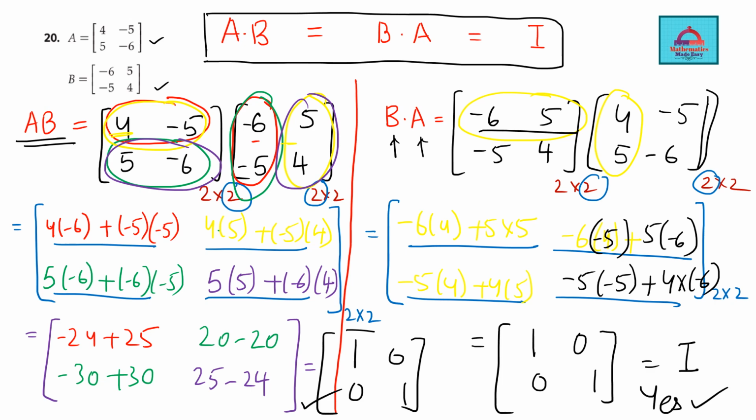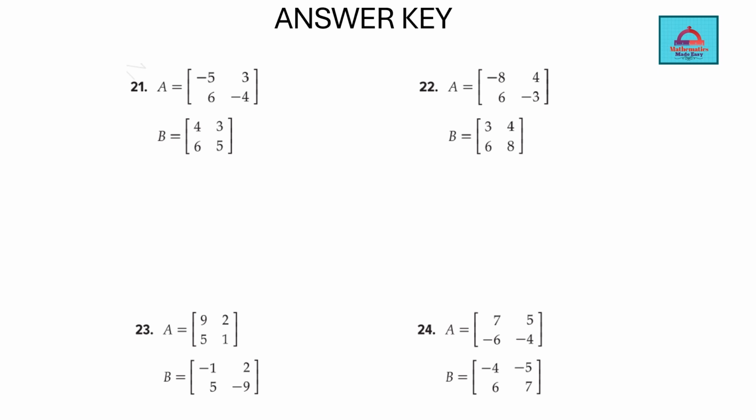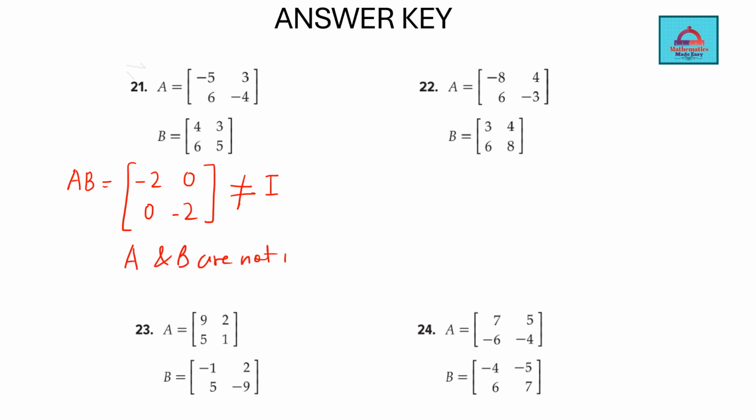Okay, so I hope you tried all these 4 questions. Now let me give you the answer key for question 21. When you multiply A with B, that's going to come out to be minus 2, 0, 0 and minus 2. This is definitely not equal to identity. So therefore we can say A and B are not inverses. Okay, this is for 21.